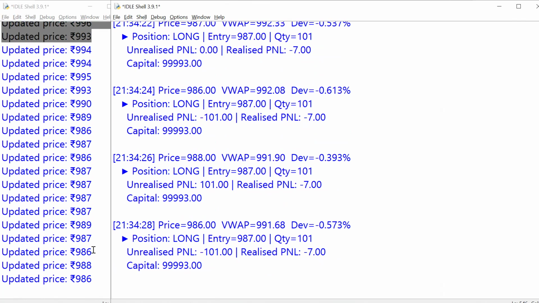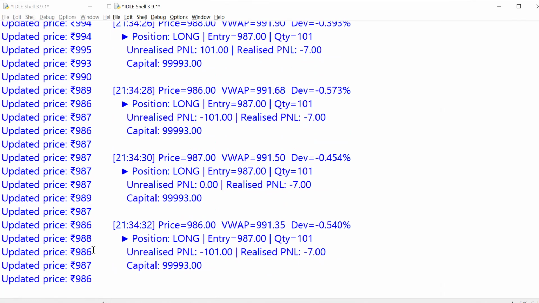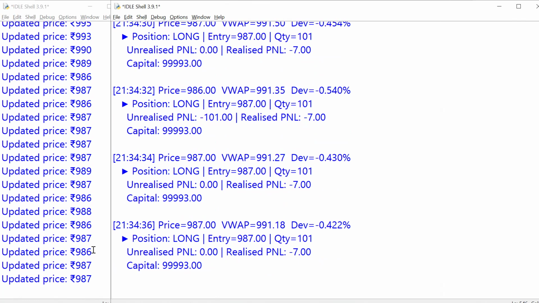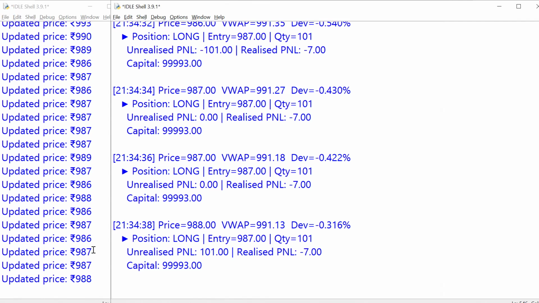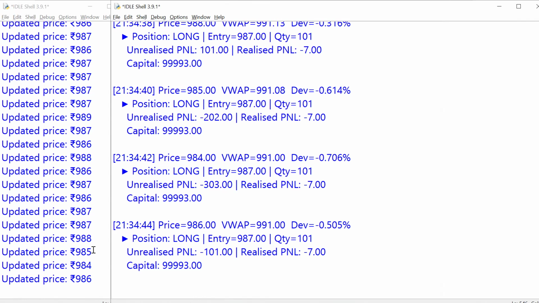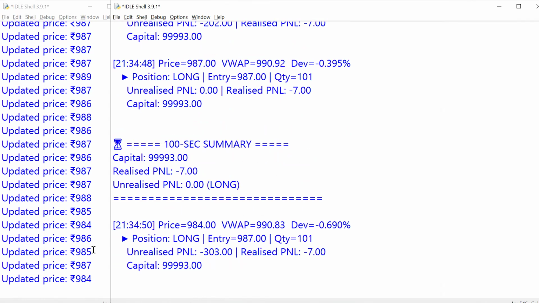I keep on running this kind of algo for a longer period so we can understand the winning rate of this. This works well when you run it for a longer period. Plus, if the VWAP is combined with other methods, it works really beautifully. So I hope the concept of VWAP is clear.